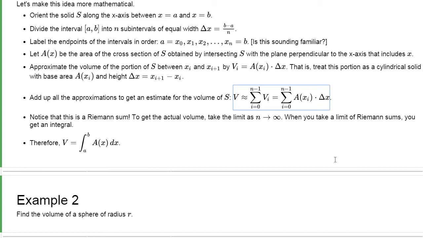Now, this is a Riemann sum. A Riemann sum is a sum of a function evaluated at some point within the subintervals multiplied by the width of the subintervals. So this is a Riemann sum. When I take the limit as n goes to infinity, I get an integral, and I also get a better and better approximation, so I'll get the actual volume. I'm going to define the volume of a solid to be the integral from a to b of this A function, where A is the cross-sectional area. The hard part about this process is finding this A function. What is the area of a cross-section?